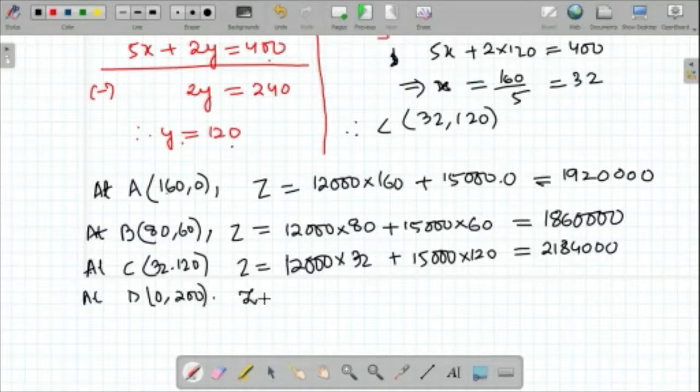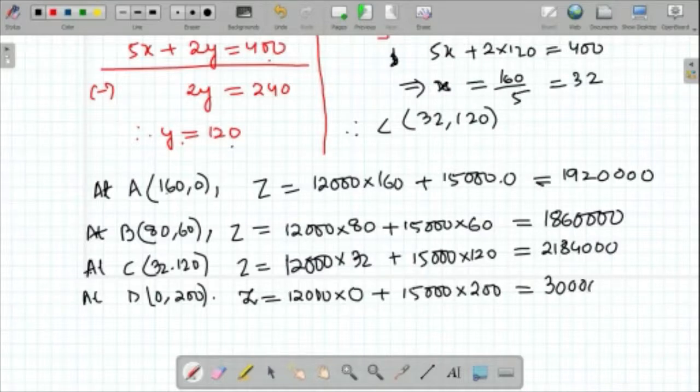Okay, and lastly we have to calculate at the point D, which is 0 comma how much? 200, and we will get the value here. How much? 12,000 into what is the value of X here? It's 0 plus 15,000 into what is the value of Y here? 200. Okay, and if you do the calculation, it will be 3000, right, and 0 0. Okay, and I think one more 0 is there.